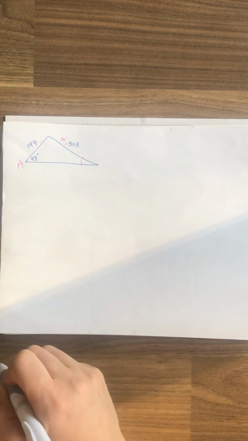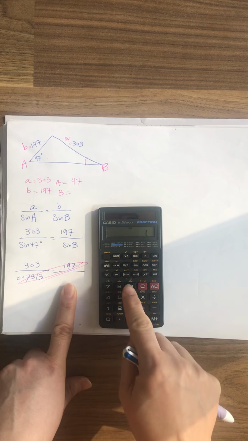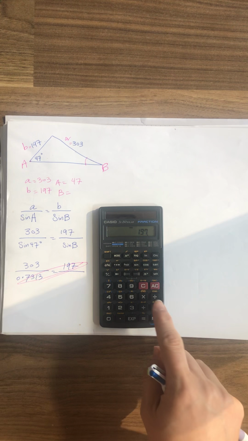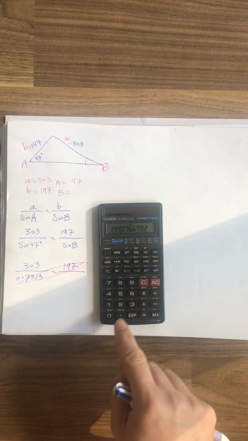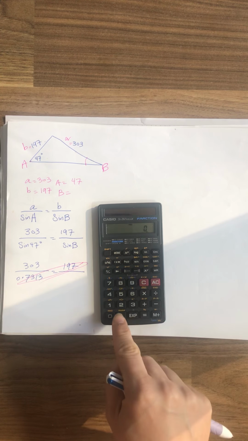47 sine. So we're going to rewrite 0.7313. And we do have 197, right? So we can find that one. How? Cross multiply and divide. So I'm going to multiply that into 197 and then divide it into 303.